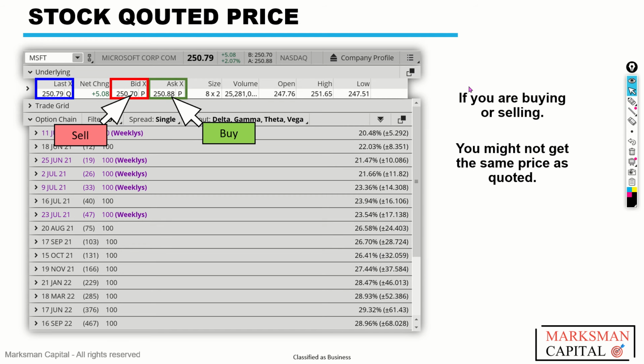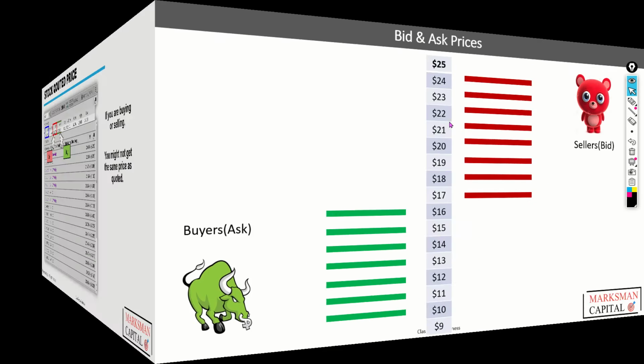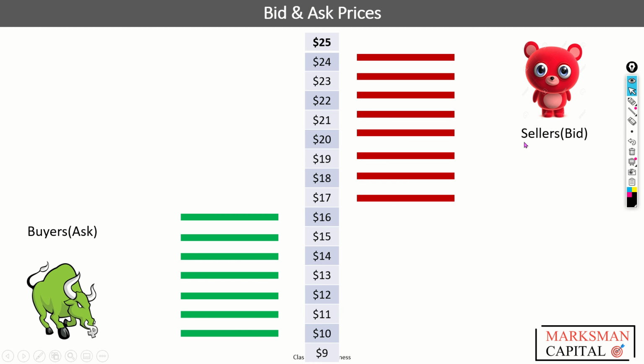So now let's move on further. Let's look at the bid and ask prices, the price ladder. On the left hand side, we know buyers always ask, and whenever there's a buyer, you always want to buy at a lower price most of the time. And if you're a seller, you would want to sell at the highest price possible.